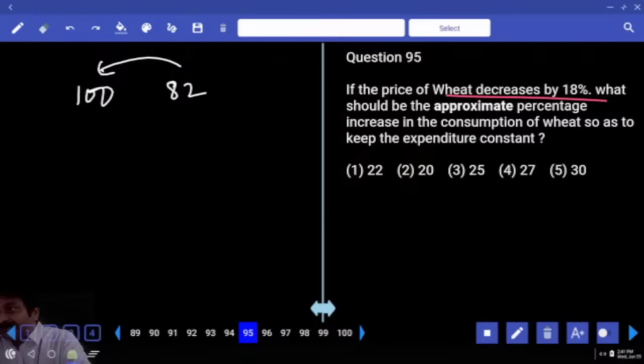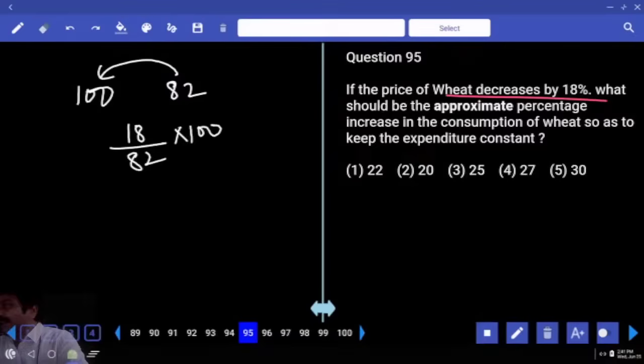Because price decreased by 18%, expenditure also decreases by 18%. So new expenditure is 82. That new expenditure 82 should become original expenditure 100. So you need to make 82 to 100 by increasing your consumption. So you need to increase it by 18 from 82 percentage into 100.